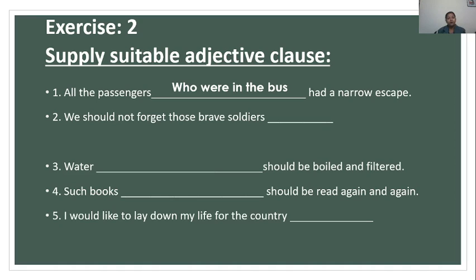We should not forget those brave soldiers. Again, a person has been discussed. So you are free to use a relative pronoun. What could be in the blank? We should not forget those brave soldiers. Nobody is going to fill in one word. Here we are talking about the clause. And a clause must have a subject and a finite verb. Don't forget this thing. So we should not forget those brave soldiers who bested their lives for our safety.